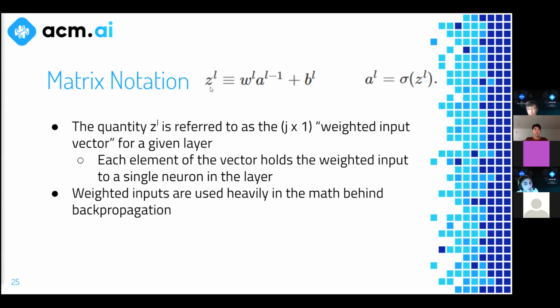So just know that when we say ZL, we're talking about what I think is referred to as the weighted input vector, right? It's just what we get before we pass it through the sigmoid.